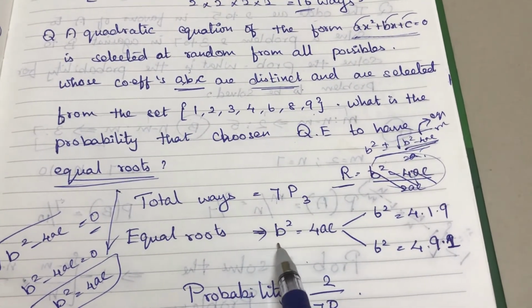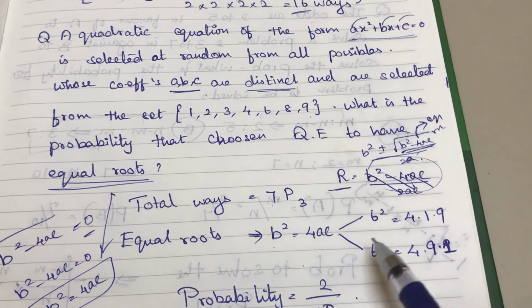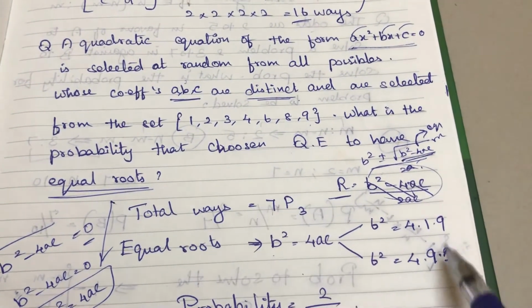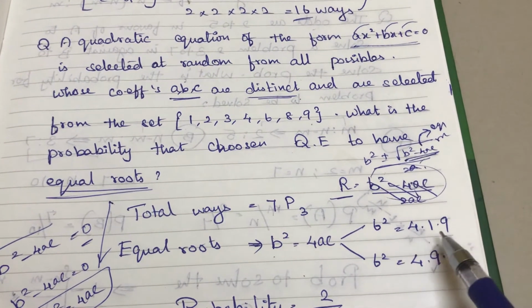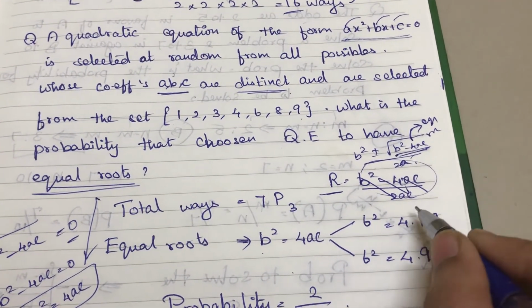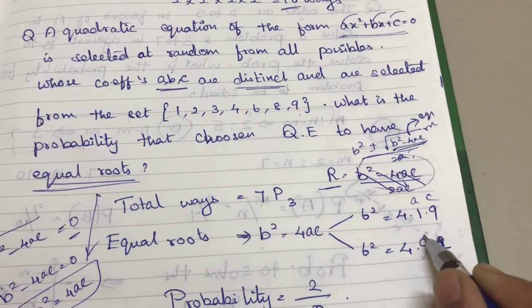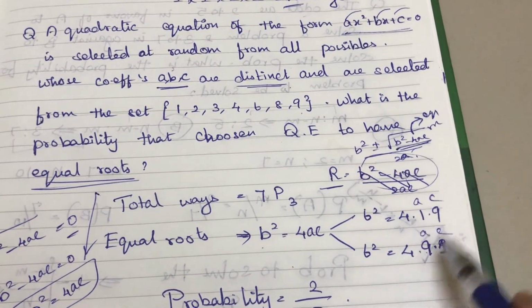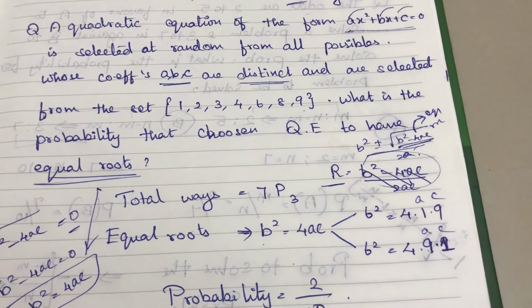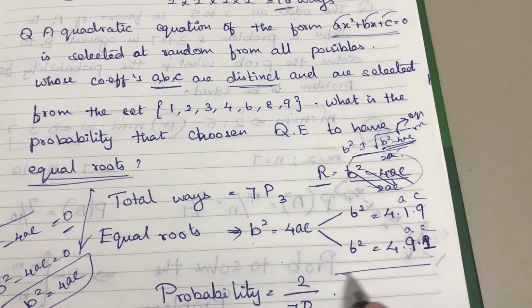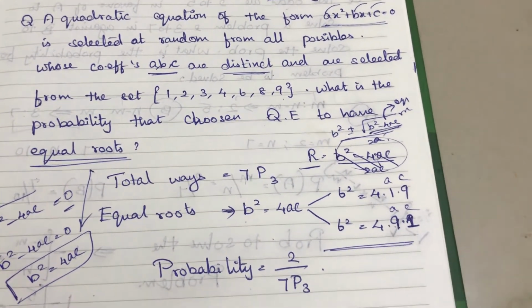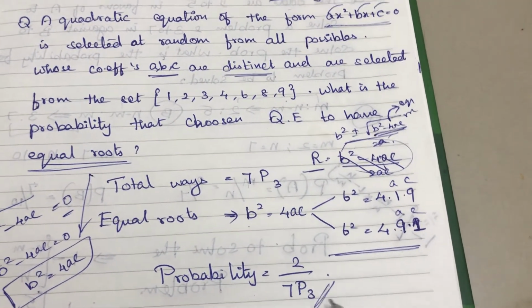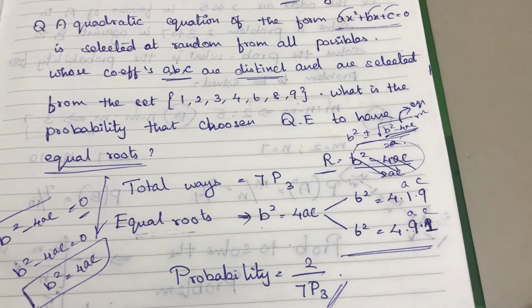If I put the b value as 6, 6 sixes are 36, which is equal to 9 fours, which is also 36. So I can easily write 4 into AC. A can be 1 or 9, C can be 9 or 1. So these are the only possibilities. Two possibilities are there, so 2 by the total 7P3. This is the value for the probability of equal roots.